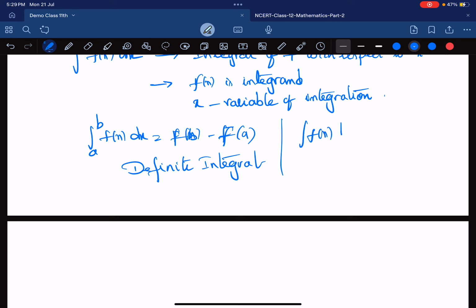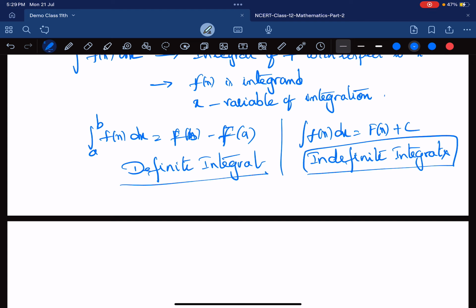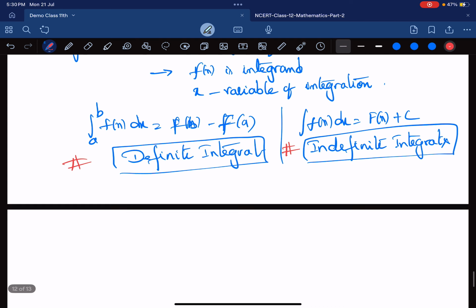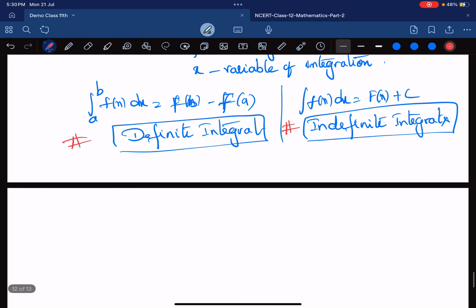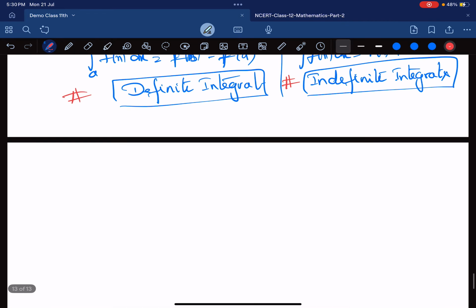Integration of f of x dx is equal to F of x plus c. This is an indefinite integral. There are two types of integrals: one is definite and another one is indefinite. Definite integrals are used only when the limits are given under certain conditions. Indefinite integrals are used to find the previous function, integrating the function.